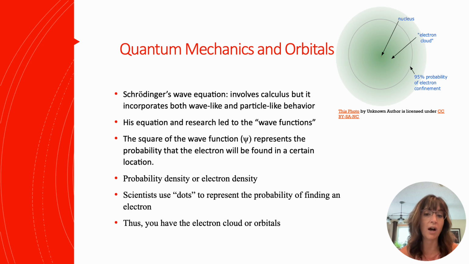And this is why we use dots to represent electrons, because we're not really sure where it is. But the darker or the more shaded or the more dots means a higher probability of finding electrons in that area.